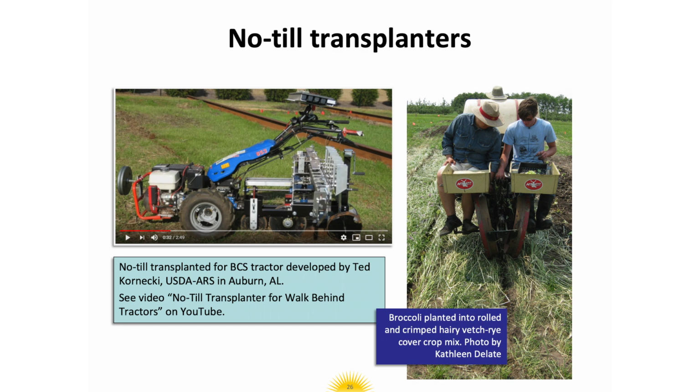which a lot of work on these is being done in Auburn by Ted Kernecki. And you can see some great YouTube videos on no-till transplanters he's developed for small tractors and two-wheel tractors that can transplant into a rolled cover crop mulch. So there are a lot of options out there for planting into minimal till systems with cover crops.